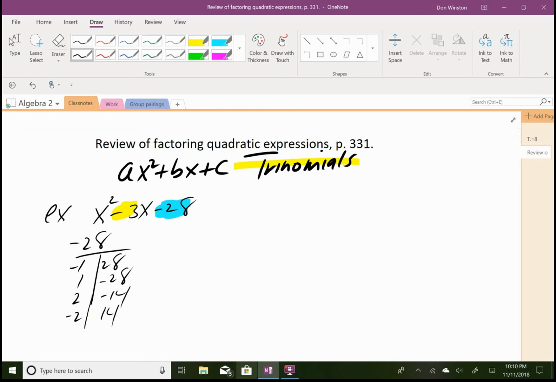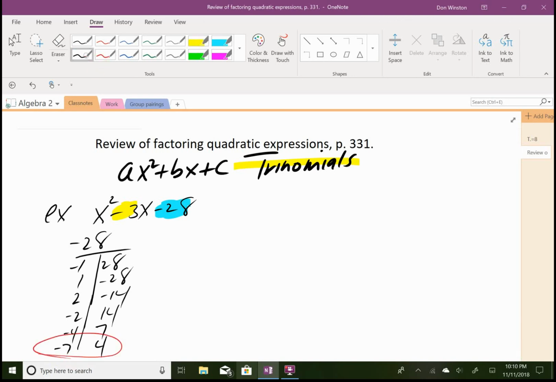That doesn't add to negative 3. Well, let's see. 3 is not a factor of 28, but 4 is. So negative 4 and 7, and negative 7 and 4. Well, negative 7 and 4 gives me a negative 3.